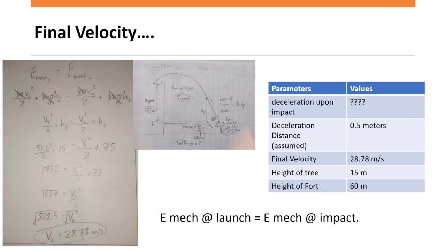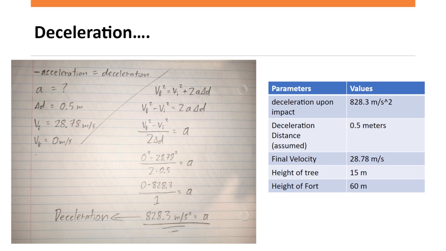Immediately after the soldiers were launched into the air, they had a gravitational potential energy and kinetic energy. And when the soldiers reached the fort, they were high above the ground because they're on the fort and were still moving, so they had a new gravitational potential energy and kinetic energy. This equates to E mechanical at launch equals E mechanical at impact. During impact, the final velocity is actually the initial velocity. This is because when the soldiers come in contact with the ground, they're still moving at 28.78 meters per second.